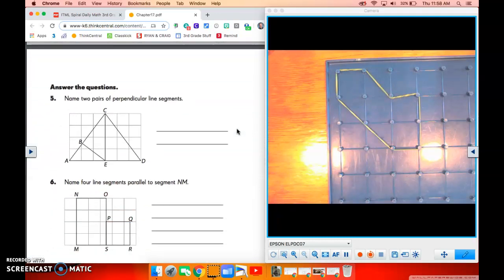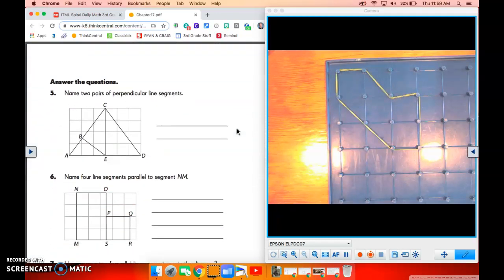Let's go here to number 5. Name 2 pairs of perpendicular line segments. All right. So my perpendicular line segments now.